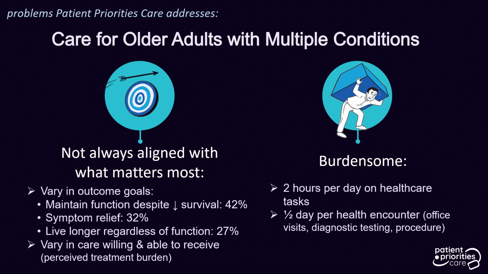We all want to live as long as possible, remain functional, and not have to work at it. But there are trade-offs, particularly for persons with multiple conditions. If you ask people what matters most, their responses vary, with 42% of older adults with multiple conditions saying that maintaining their function is most important, even if it means not living as long. About a third say relief of symptoms such as fatigue and pain is most important, while 27% say they want to live as long as possible, even if they're not as functionally or physically active as they had been.